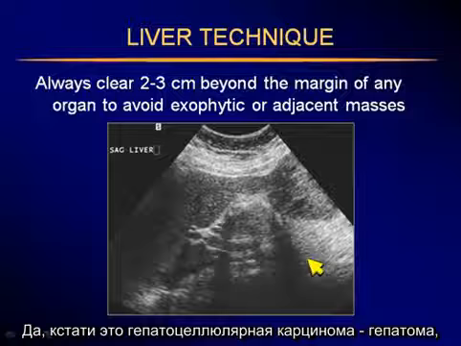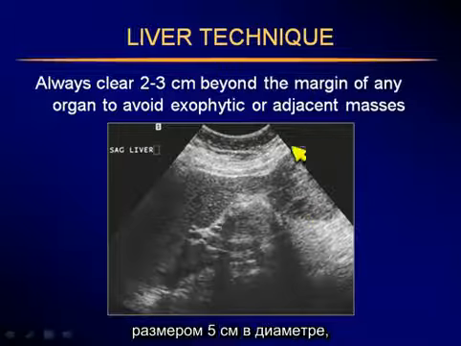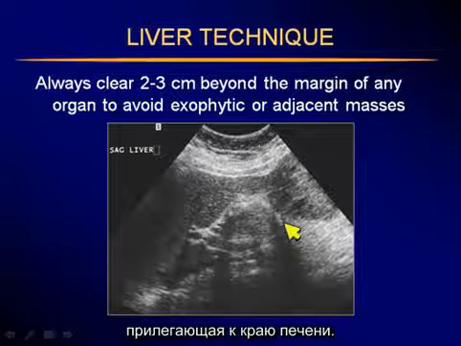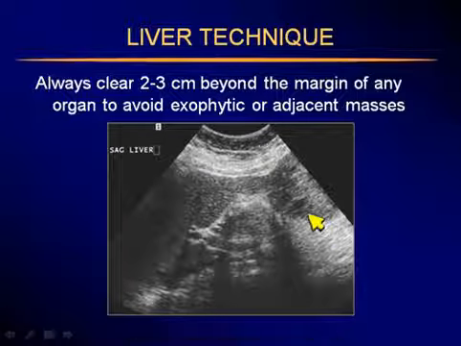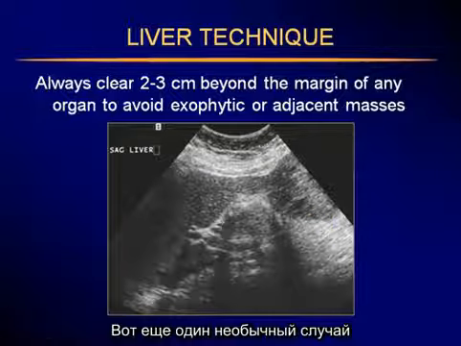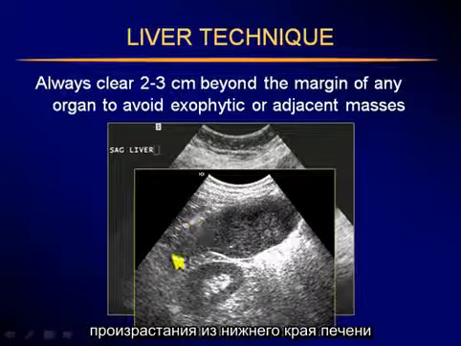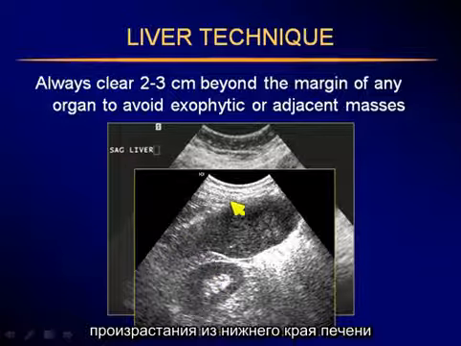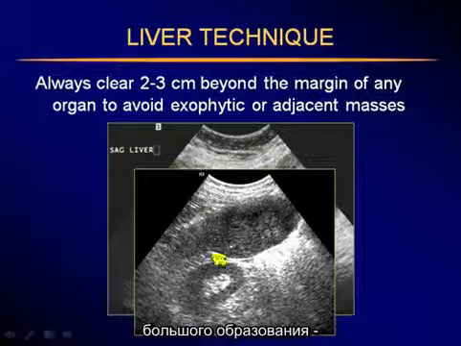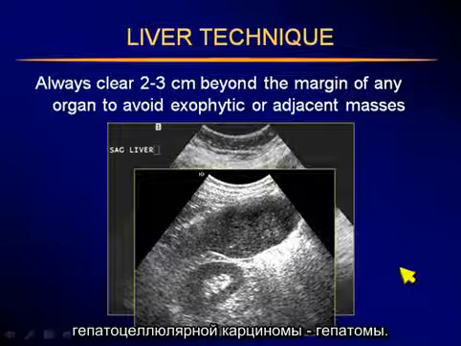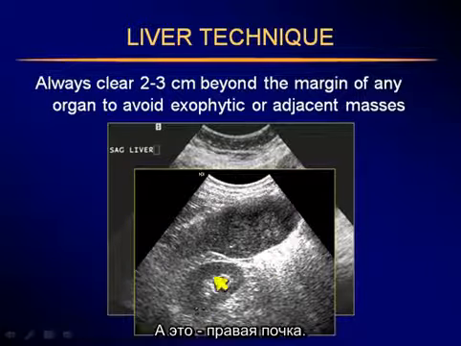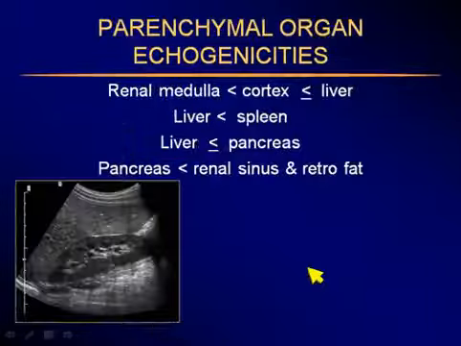By the way, this was a hepatocellular carcinoma, a hepatoma, 5 centimeter hepatoma hanging off the margin of the liver. And if you think that this is an anecdotal or unusual case, here's another case that we had fairly recently. Hanging from the inferior margin of the liver was this large mass, another hepatocellular carcinoma, hepatoma, and that's the right kidney here.